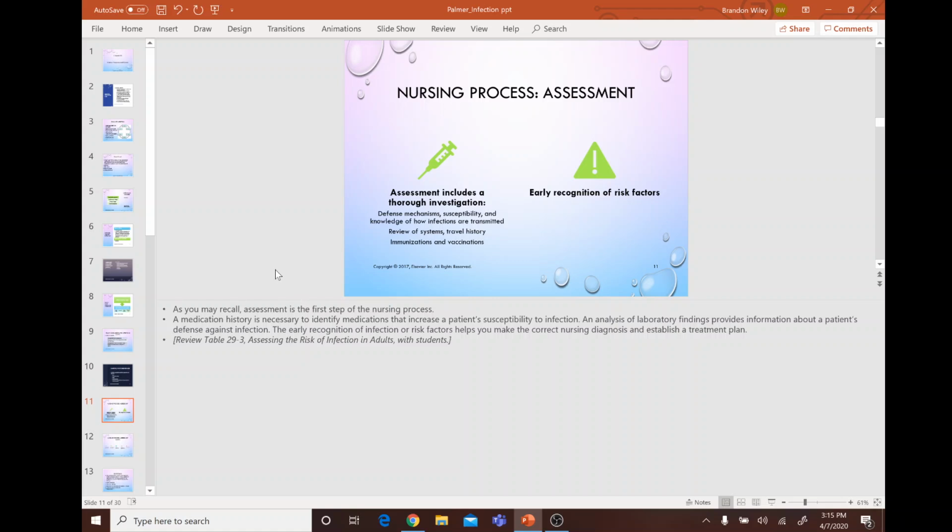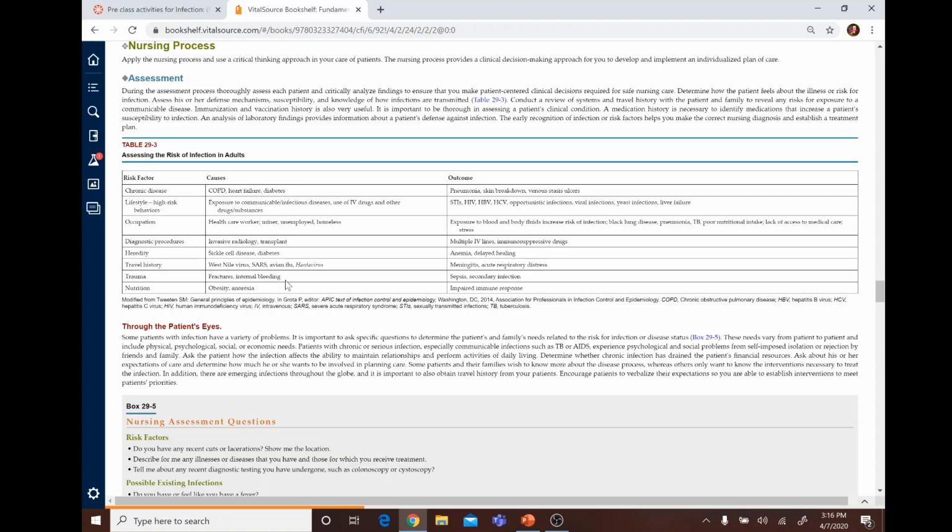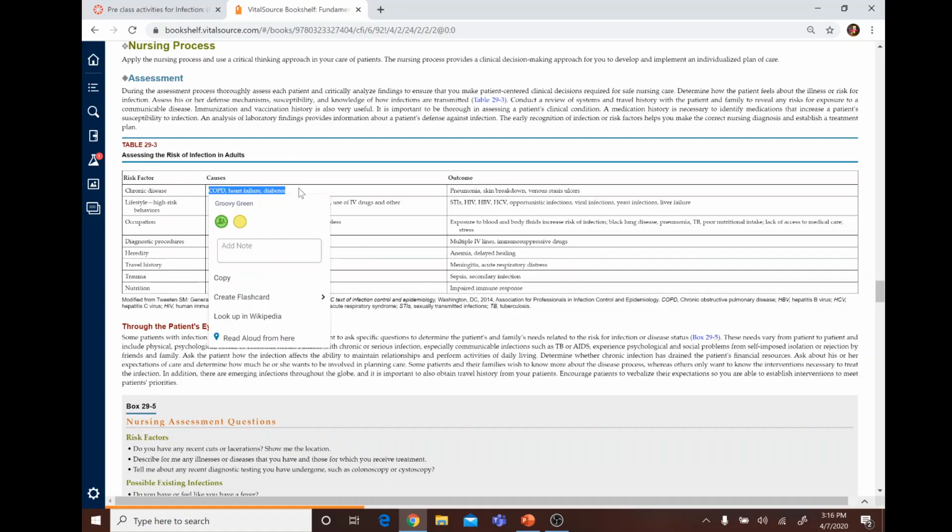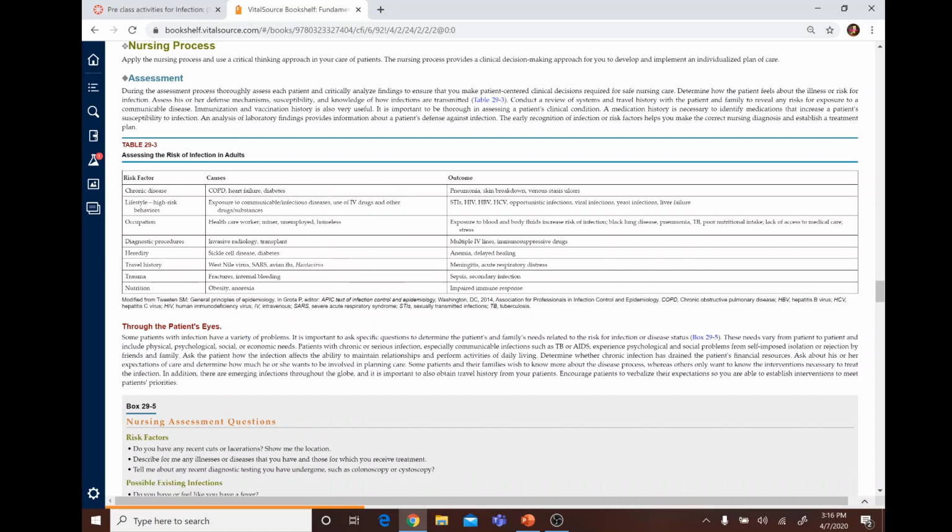So what are we going to look at when we do an assessment? Defense mechanisms, susceptibility, knowledge of how infections are transmitted, review of systems like travel history, immunizations, and vaccinations. You need to do a medication history to see what symptoms may cause it. So chronic diseases such as COPD, heart failure, and diabetes may lead to what? Pneumonia, skin breakdown, and venous stasis ulcers. Lifestyle and high-risk behaviors such as exposure to communicable infectious diseases, use of IV drugs, and other drugs or substances may lead to what?